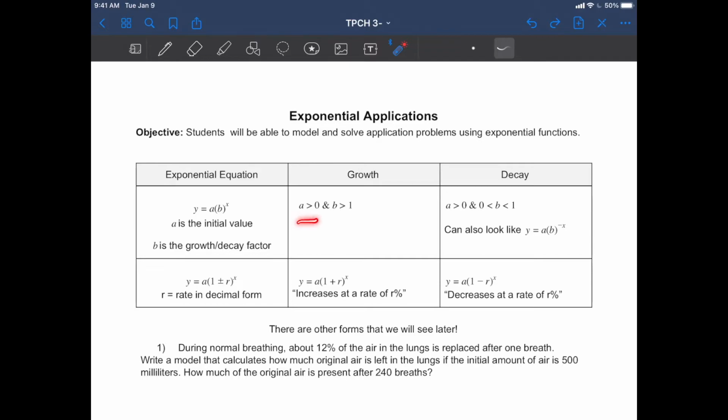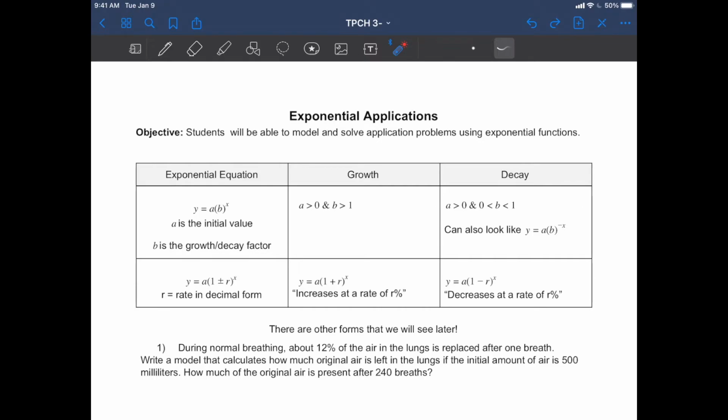When the a value is positive and the b value is greater than 1, you will have growth. When the b value is greater than 1, we call it a growth factor. You'll have decay if the a value is positive and b is between 0 and 1. It can also look like this because of our exponent rules. So what does this mean? This means numbers like 1/2, for example, represent a decay exponential function.